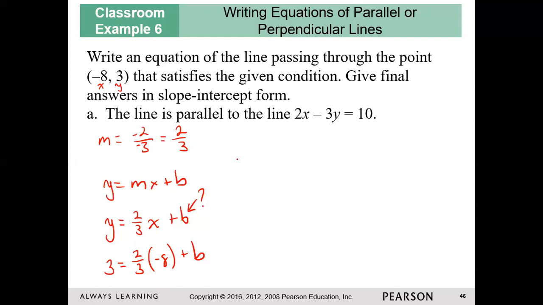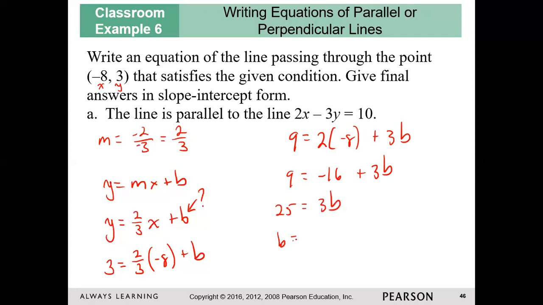So we have a fraction. I'm going to get rid of that fraction. That's just the path of least resistance for me. I'm going to multiply everything by 3. So that's going to be 9 is equal to 2 times -8 plus 3b. So 9 is equal to -16 plus 3b. Add 16 to both sides, you get 25 is equal to 3b, and b is equal to 25/3.